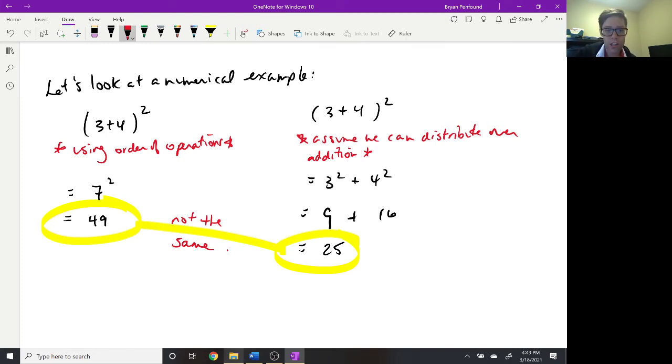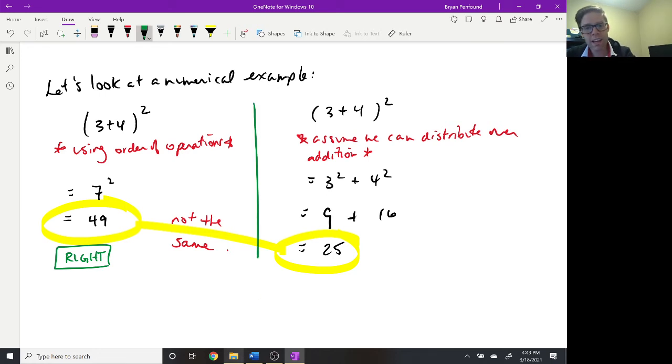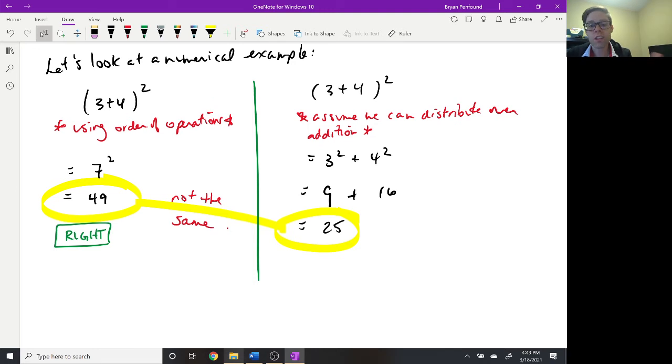That's the logic here. So the right-hand side of this page is actually an incorrect way of evaluating this particular problem. Hopefully that's a numerical example of why that is the case. We know that this is correct because we talked about the order of operations agreement. Parentheses have to come first, so our final answer we're expecting is 49. The right-hand side here is incorrect because we've made an assumption, and that assumption is not true.